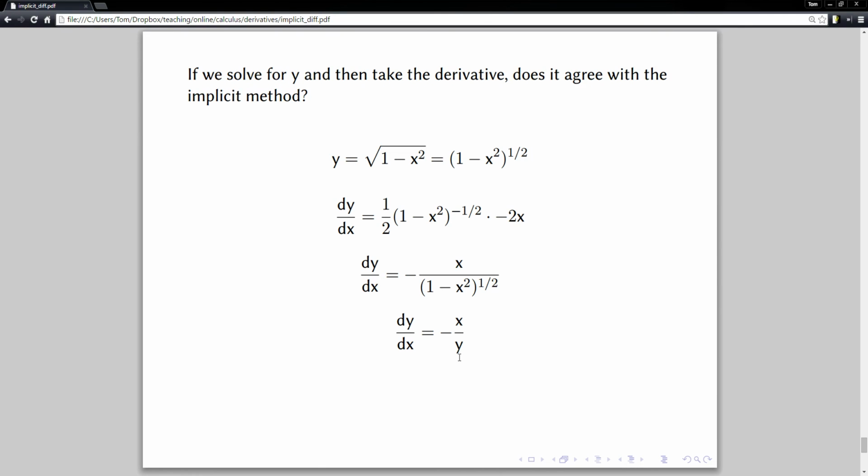Okay, and so it looks a little different at first, but then if you remember, this is explicit now, and we know what y is equal to. y is equal to 1 minus x squared to the 1/2. We have it explicit now. So if we plug that back into this formula for y, we'll get exactly the same derivative that we got taking it the explicit way. So in fact, the implicit method does agree with the explicit method when you're able to solve for y. But the advantage of having the implicit method is that I don't need to solve for y, and if it's very difficult or maybe even impossible, I can still take the derivative of those implicitly defined functions.